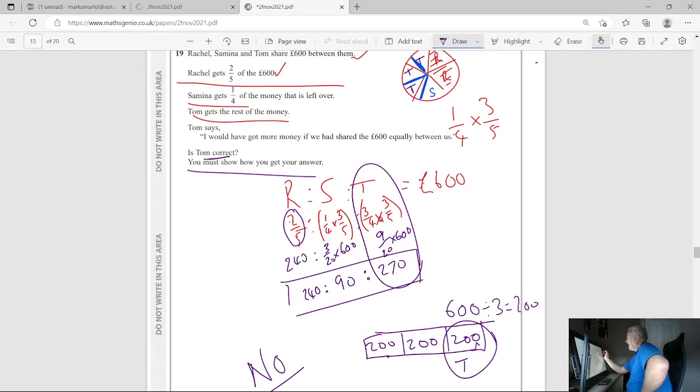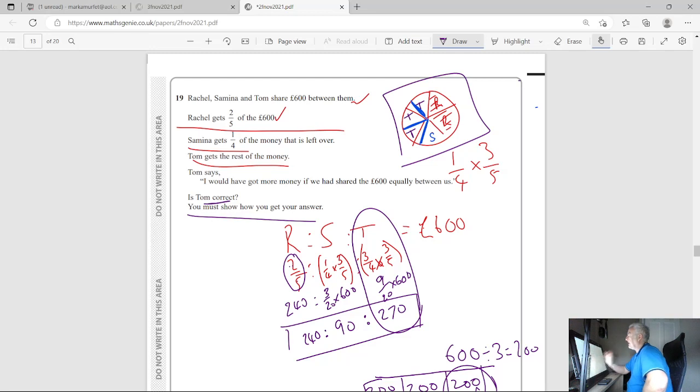Now, when we're thinking about this, I've combined thinking about this visually so we can see what's happening at each stage, and mathematically in relation to the fractions. So remember, Rachel is just 2/5 of 600. 2/5 times 600. Samina is 1/4 of what's left. Well, if she takes 2/5 away, there's only 3/5 left. So she's 1/4 of 3/5 of 600. That would get me my 90.